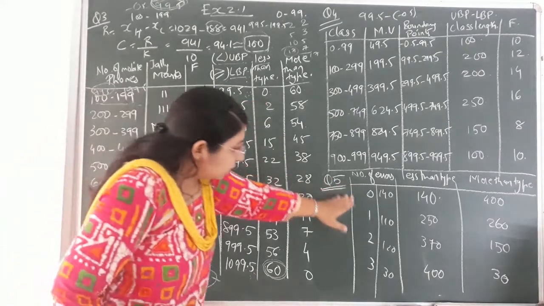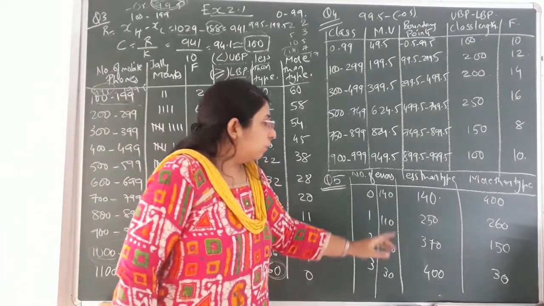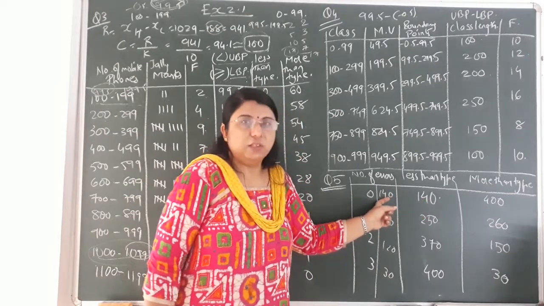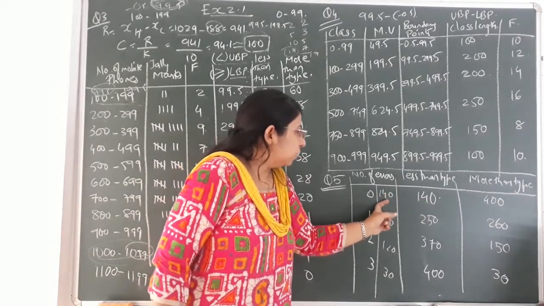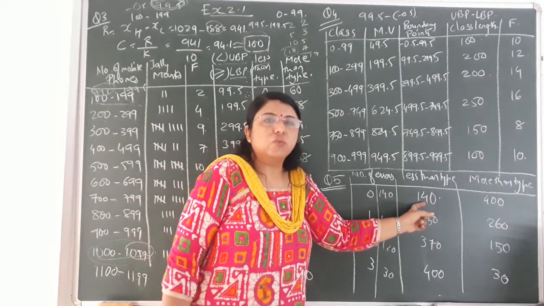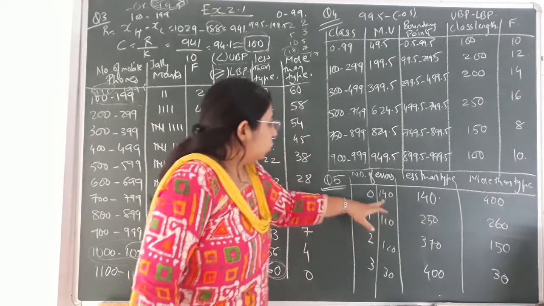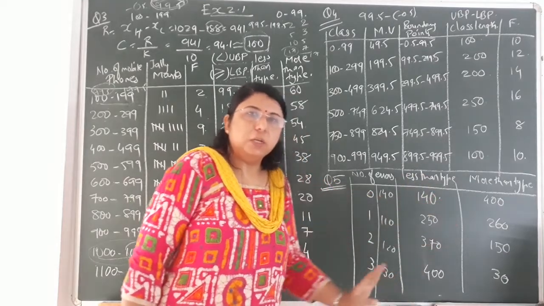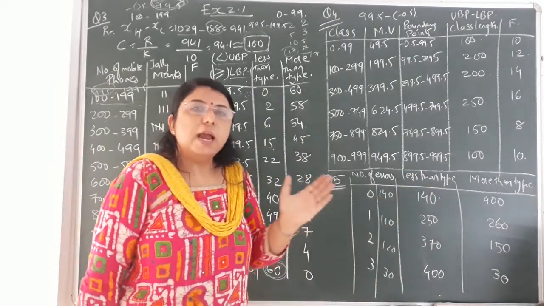But in case of discrete frequency distribution, the first value of less than type would be the same as the frequency. It means whatever frequency has been given to you, the same you will put as the first value of less than type. So the first value would be 140. That is the main difference over here. Otherwise the basic calculation is the same as in continuous and discrete.